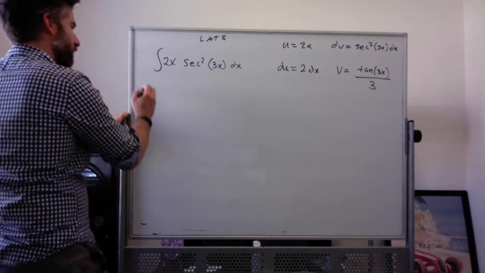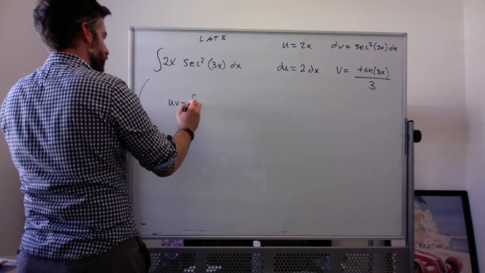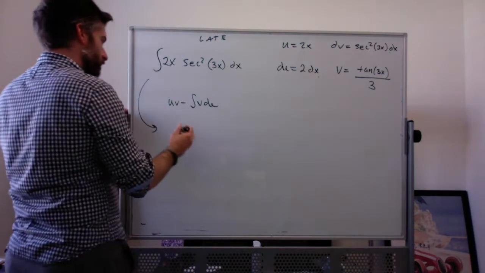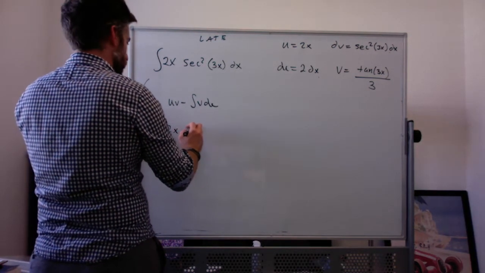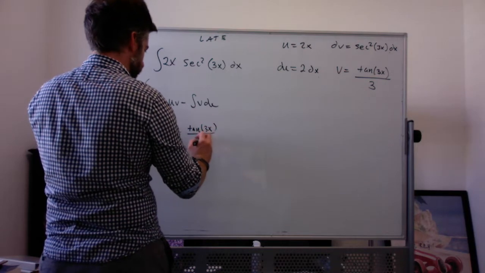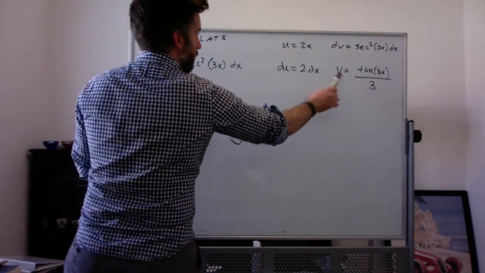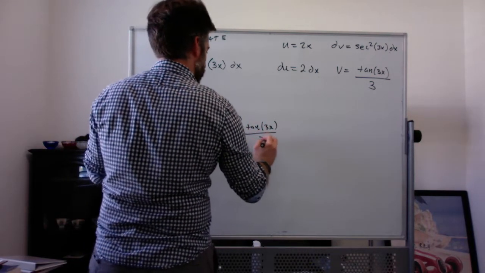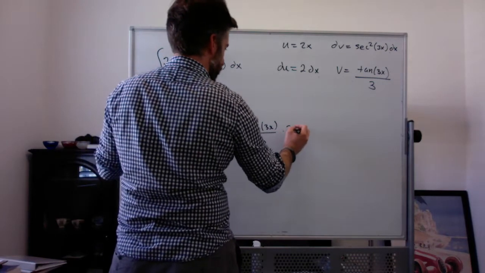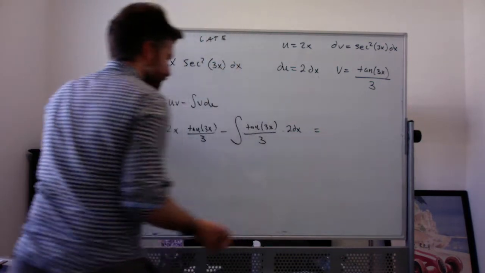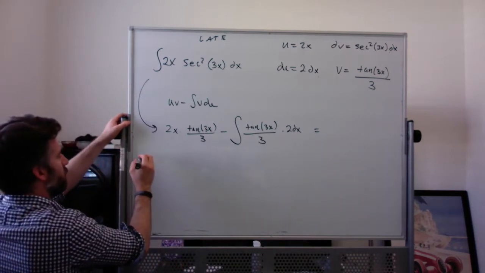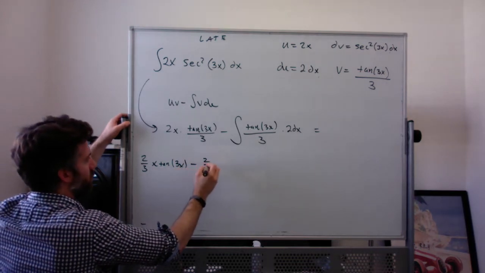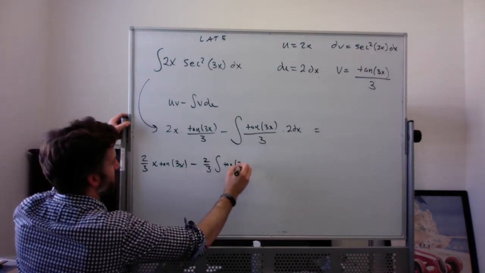Okay, throw it in the formula. Ultraviolet super voodoo. It's fun to say. So this times this. So 2x times tangent of 3x divided by 3 minus the integral of v du, which is tangent of 3x divided by 3 times 2 dx. Okay, so I'm going to rewrite this as 2/3 x tangent of 3x minus 2/3 the integral of tangent of 3x.